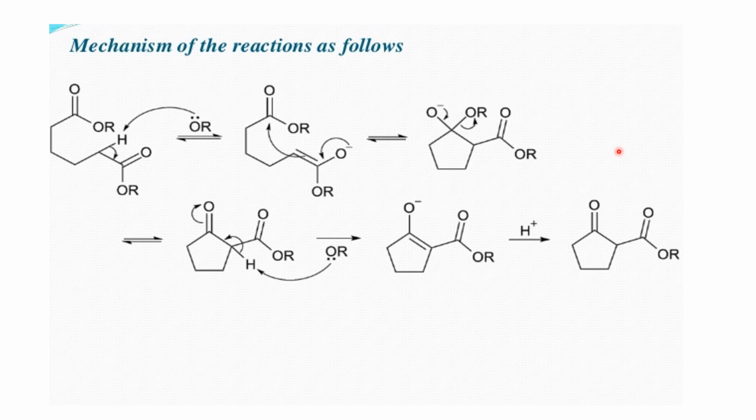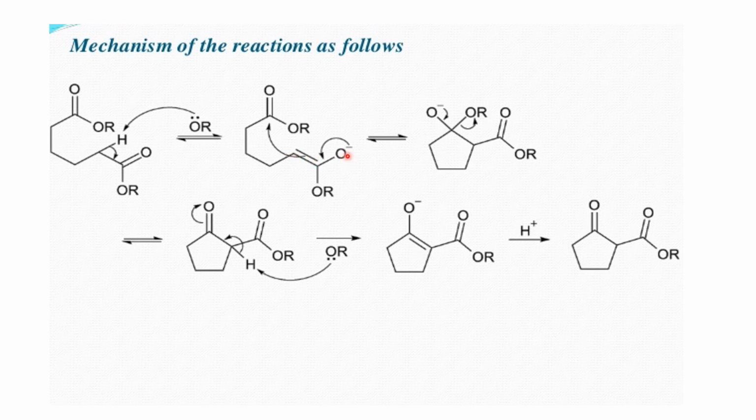See, we could explain the mechanism without animation here. So this is the base ethoxide ion. It is abstracting the alpha proton of the first ester group. So this is the ester group, and this is the alpha carbon atom, and this is the alpha hydrogen atom. So the base is abstracting this one. As a result, an enolate is forming.